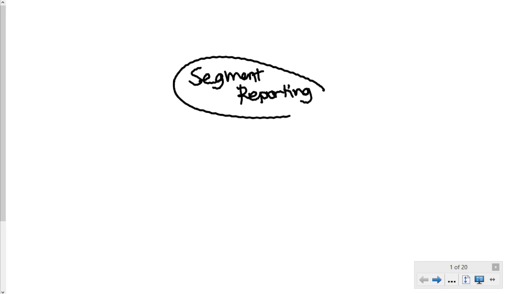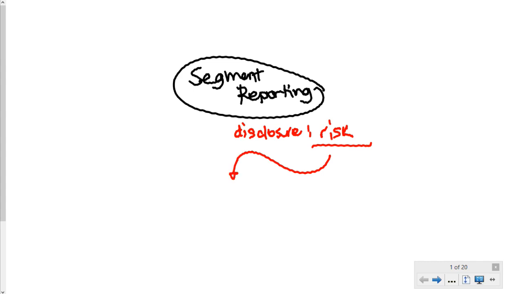The reason that segments is, as I said to you earlier, more seen in a group scenario is because in a group of companies, you're likely to have companies operating in different industries and in different geographical areas. So the purpose of segment reporting is to give our shareholders information regarding risk. The risk that the business or the company is exposed to. And this risk exposure is because the company operates in different industries.